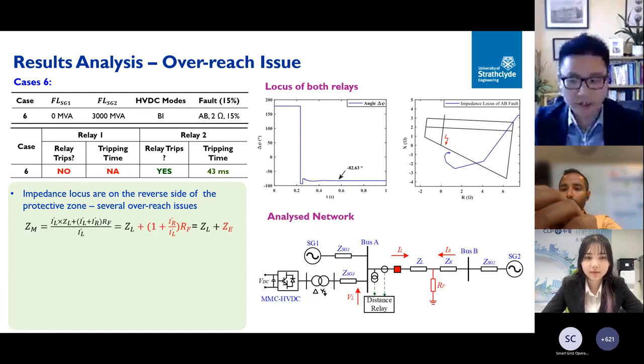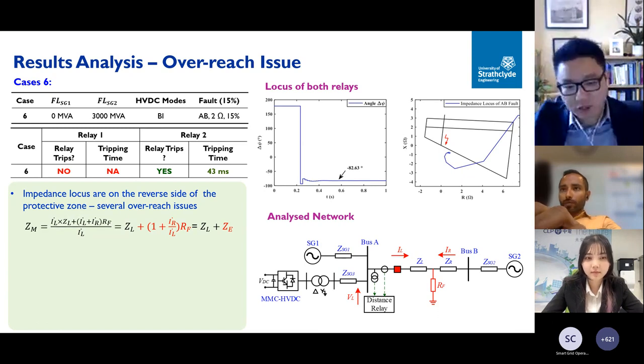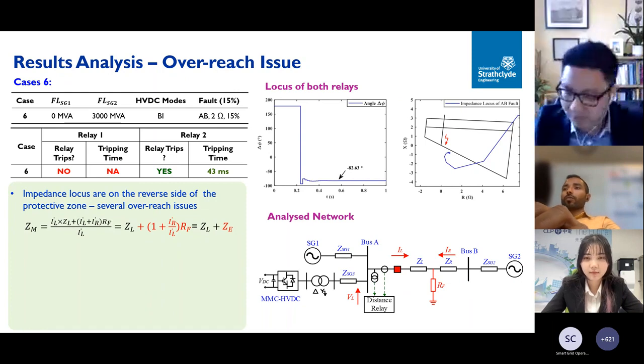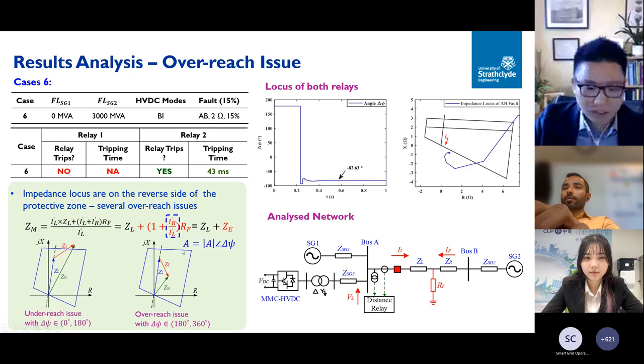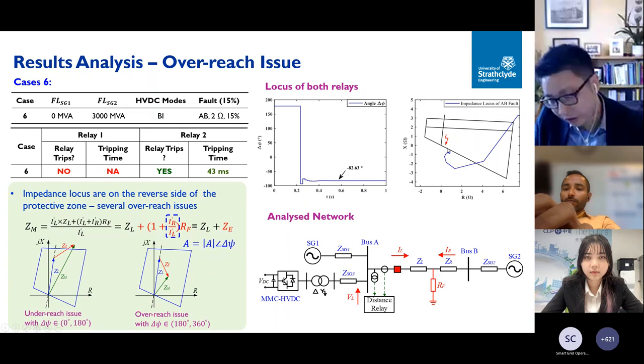The reason for that is the converters behave very differently from synchronous machines, and that leads to the fault current from two ends of the system having a large angle difference. Now this large angle difference leads to a significant error in this measurement, and that leads to these issues here.